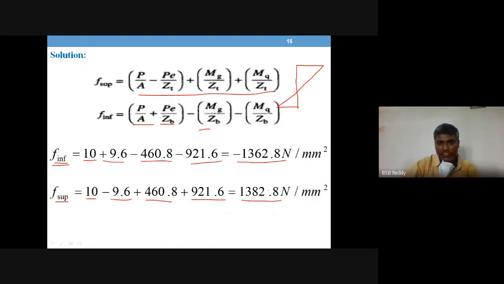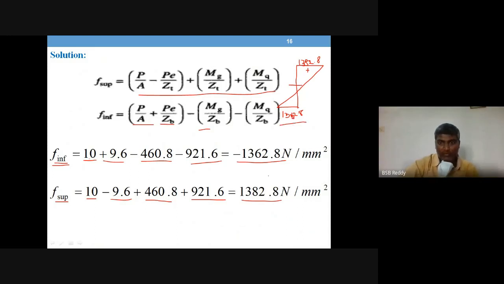This is top 1382.8 megapascal, bottom 1362, a little lower value. That's it, 1362.8. So the center of the section is this one. So just below the center, it will cross the central cross section, right? So this is about the final stress diagram.